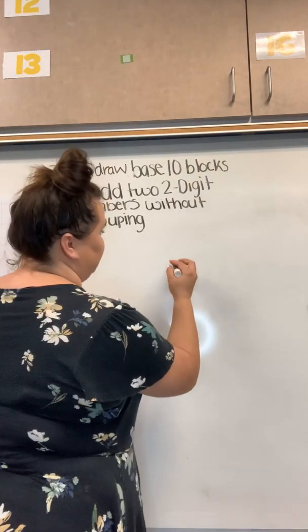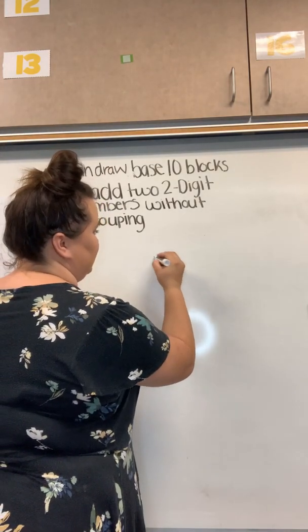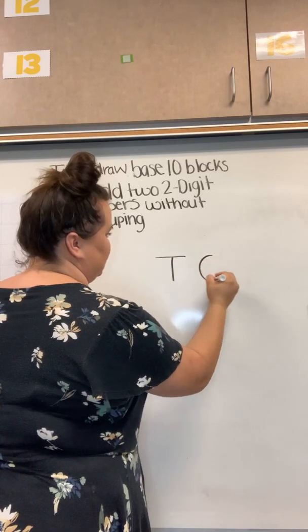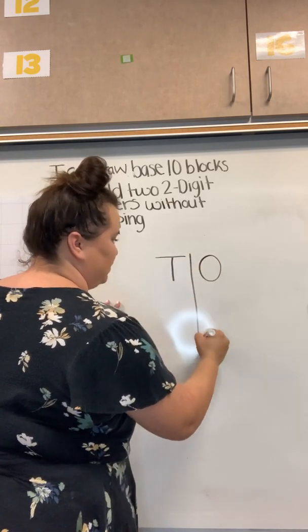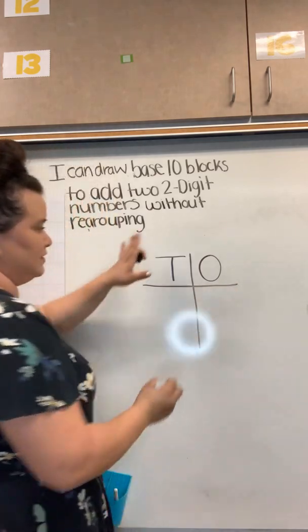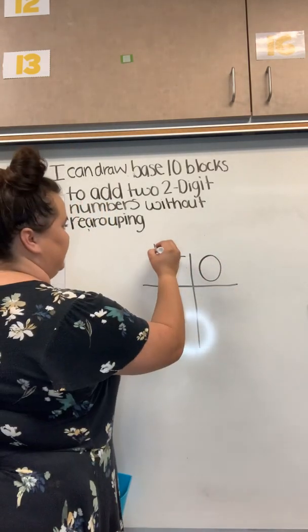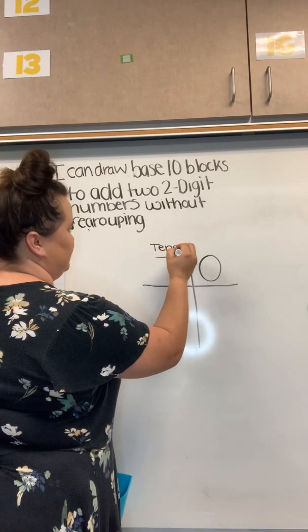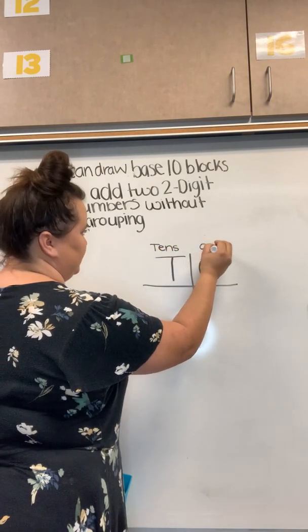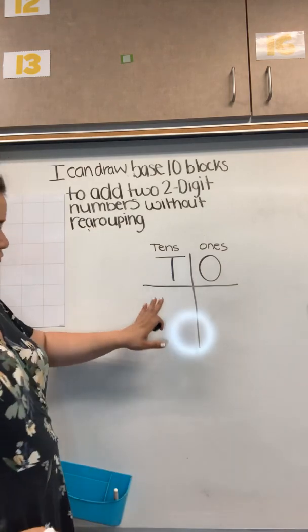So we're gonna draw our place value chart. I'm gonna draw a T and an O. So we have our tens and our ones place. And I'll write it just so you know. Tens, ones. All right.